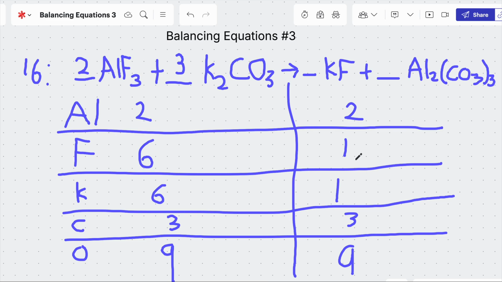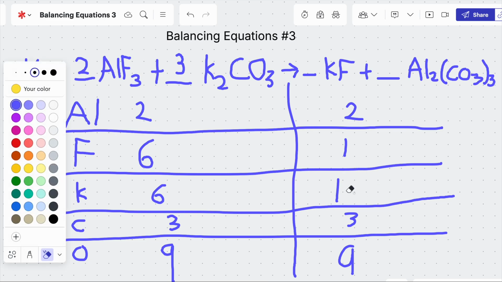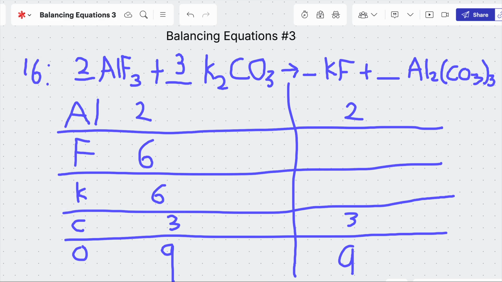Just need to change our Ks and our Fs, which luckily are together, not necessarily the same. But, okay, still in purple. Right, so now we need to figure out what times 1 will get us to 6. I'm focusing on the Ks. You can do either. It'll get you the same answer.